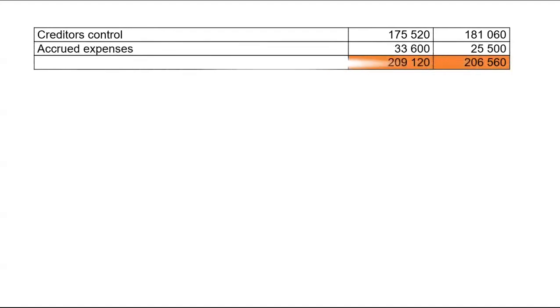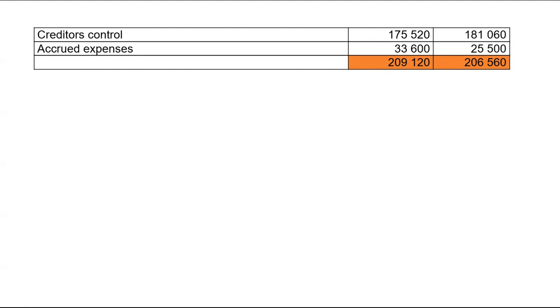I am going to prepare a smaller table just to summarize trade and other payables for this year and for last year. Trade and other payables is made up of creditors control as well as accrued expense. For last year, it will total to 206,560. For this year, it totals 209,120. There's an increase in trade and other payables.